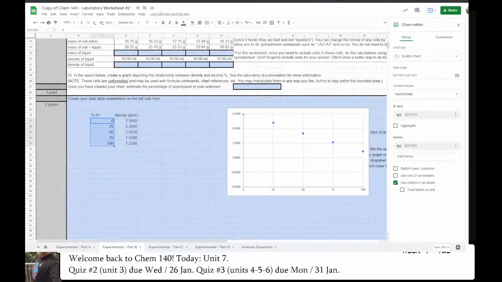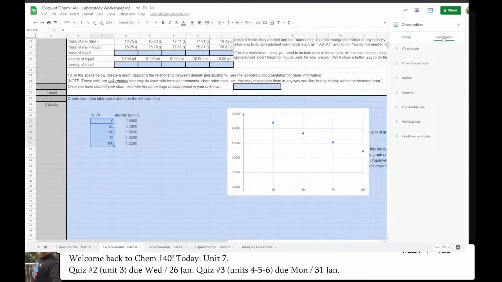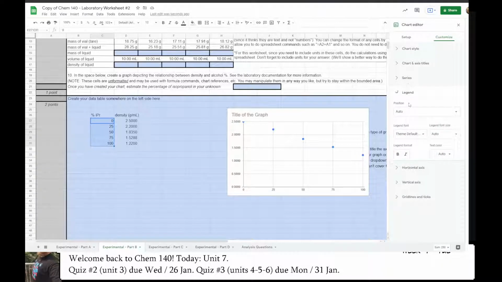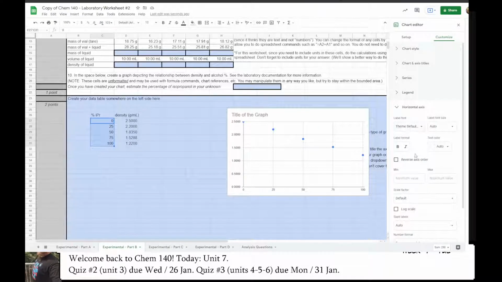All right. So now that you have your graph here, you have to do a few other things to it because the graph doesn't really tell you much as it is with just a bunch of dots on it. So we're going to go over here to Customize, and here's what we're going to do. The first thing you're going to do is give your graph a title. So you need to choose an appropriate title. Typing "title of the graph" is not appropriate. I'm just doing that to show you an example here.